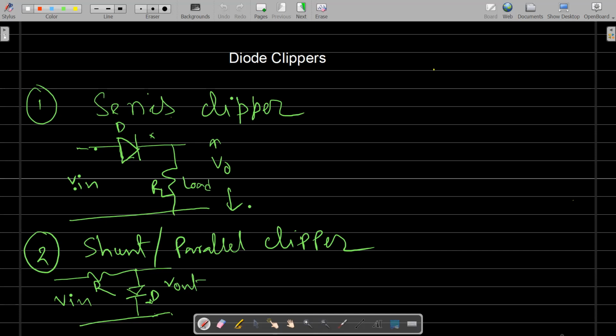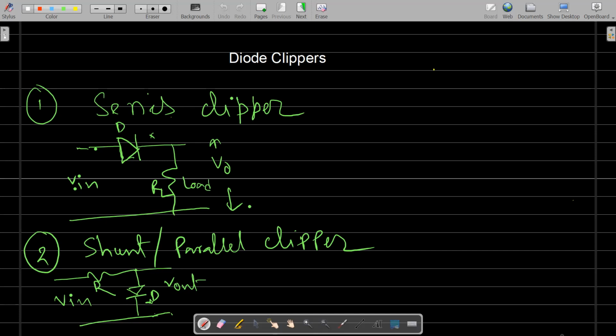In this class, I'm going to discuss one important diode circuit. So that is the clipper circuit. A clipper circuit is a circuit that is used to remove some part of any particular waveform.